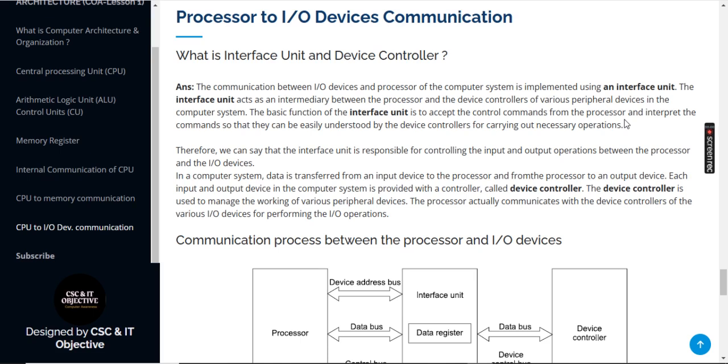In a computer system, data is transferred from an input device to the processor and from the processor to an output device. Each input and output device in the computer system is provided with a controller that is called the device controller. The device controller is used to manage the working of various peripheral devices. The processor actually communicates with the device controller of the various input-output devices for performing the input-output operations.